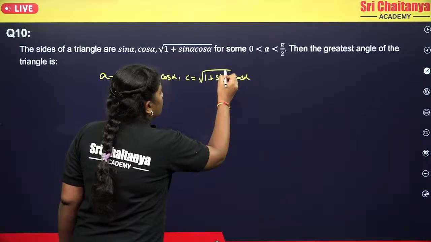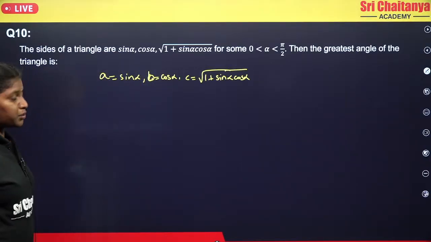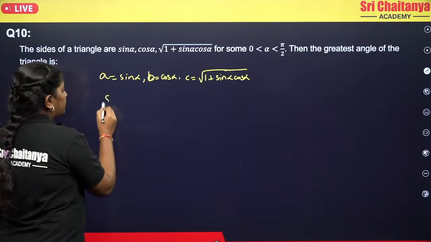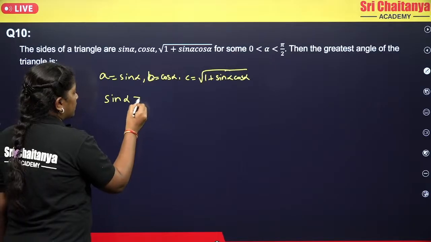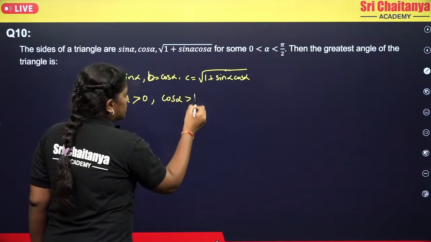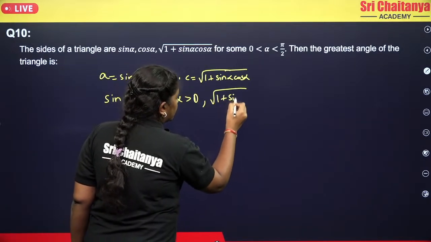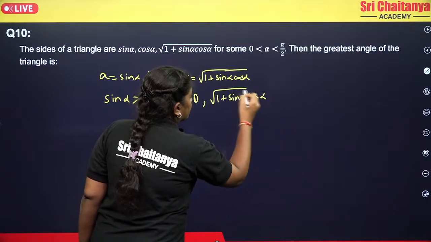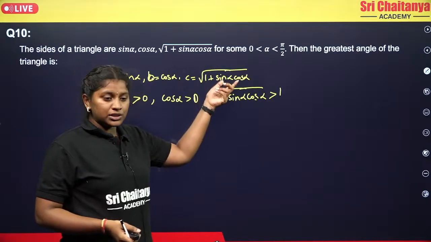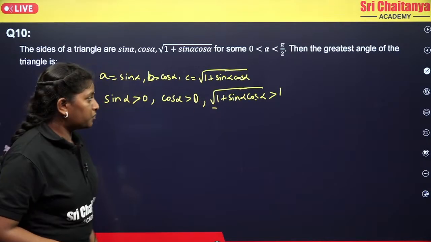Okay. So now coming to here, they already mentioned that our alpha is between 0 and pi by 2. So we are having between 0 and pi by 2. What will sin alpha be? Sin alpha will be greater than 0, right? And cos alpha is also greater than 0. But our C value, which is nothing but root of 1 plus sin alpha into cos alpha, will be greater than 1. Why? Because you will be getting some value here and adding that, and from there the value will be greater than 1.